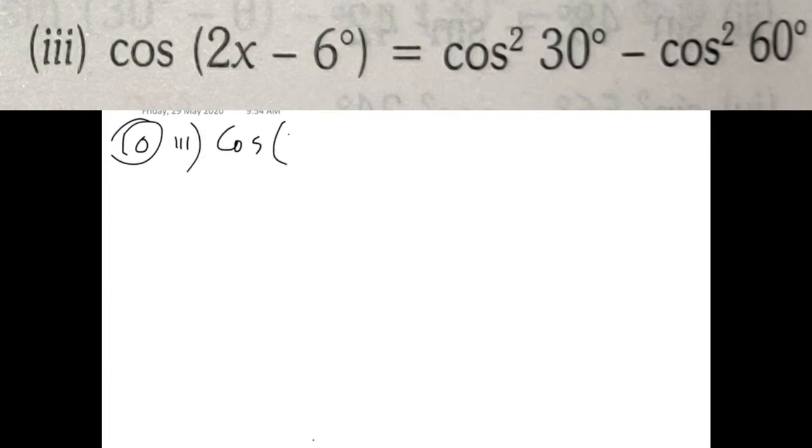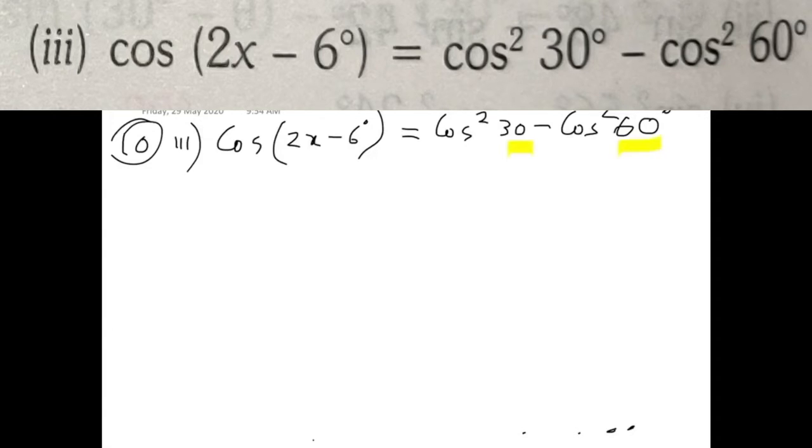Find the value of x if cos(2x minus 6 degrees) is equal to cos square 30 degree minus cos square 60 degree. I think we have discussed this type of question also in the previous exercise. This is also from standard angle values. So you can see all are standard angles, 30 degrees is a standard angle, 60 degrees is a standard angle. So you have to first put the values of standard angles.